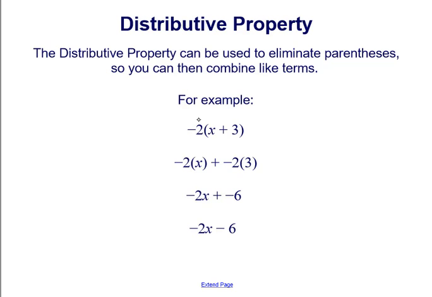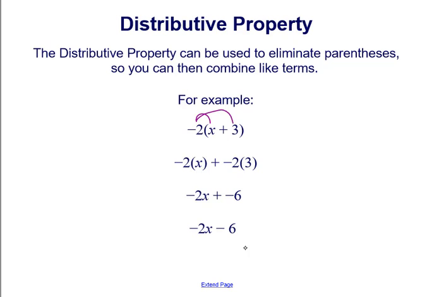We would multiply negative 2 times x plus negative 2 times 3, which gives us negative 2x plus negative 6, or just negative 2x minus 6. And again, these are not like terms, so we wouldn't go any further, but it would give us the opportunity to if we had like terms because we no longer have parentheses. So using the distributive property, we keep that in mind, and it helps us simplify expressions as far as we possibly can.